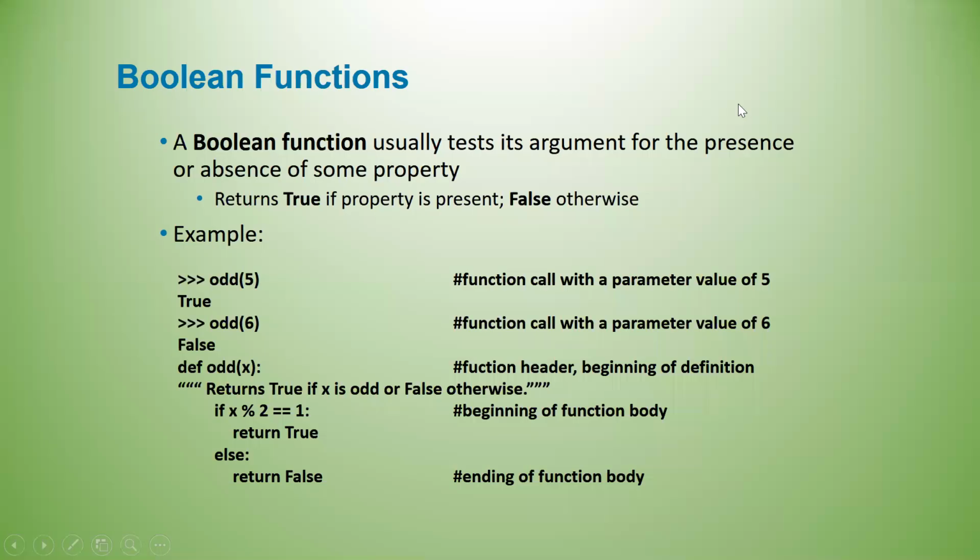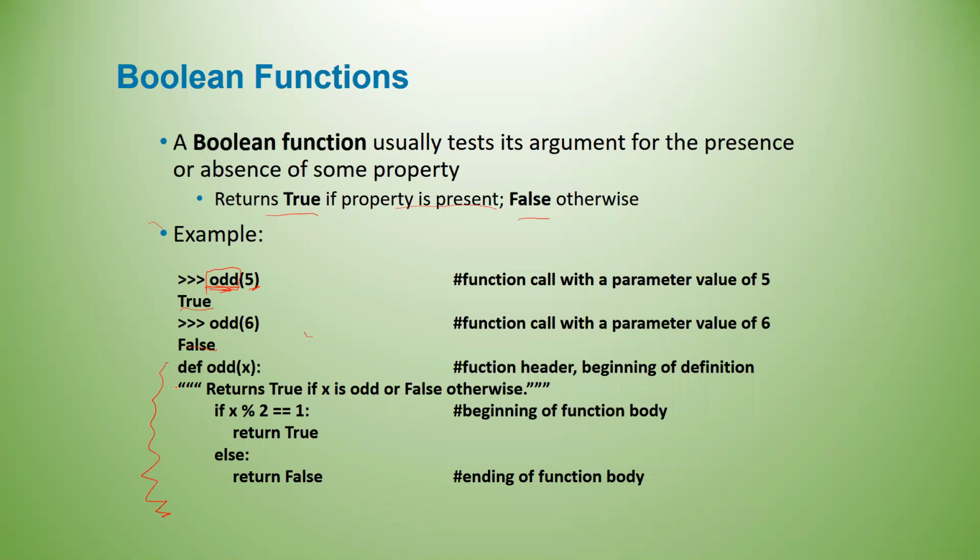Okay, let's talk about these Boolean functions. A Boolean function usually tests its argument for the presence or absence of some property. A Boolean, as you remember, always returns true or false. So if that property is present, you return true, false otherwise. Let's look at this example. Suppose you have a function called odd, and you give it a value, it will tell you if it's an odd number, true or false. Let's look at the definition of this function.